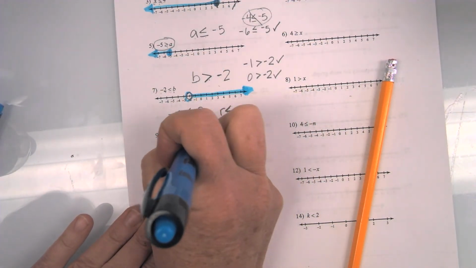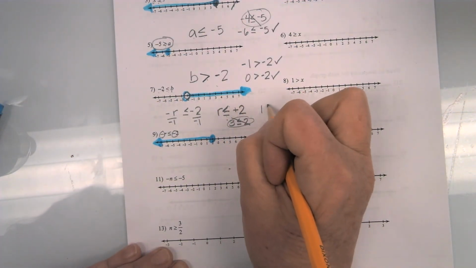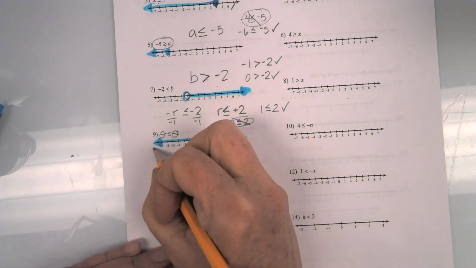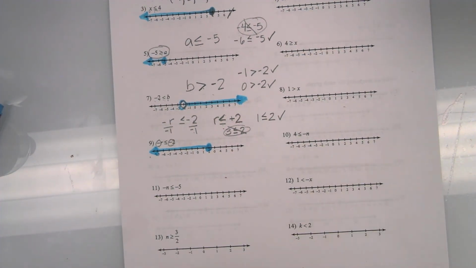And we can double check that. We can put in 1 is less than or equal to 2. That is true, so I've colored it in the right direction. Okay, go ahead and complete this worksheet.